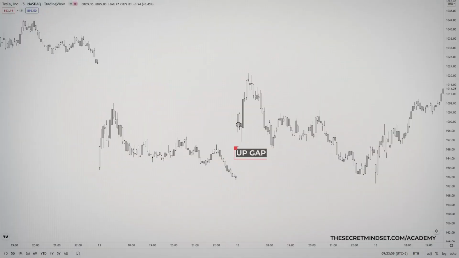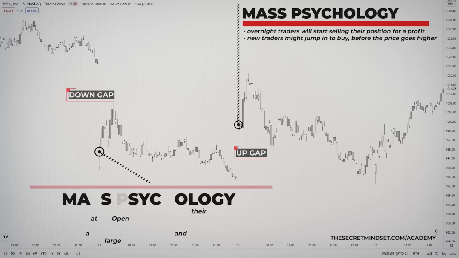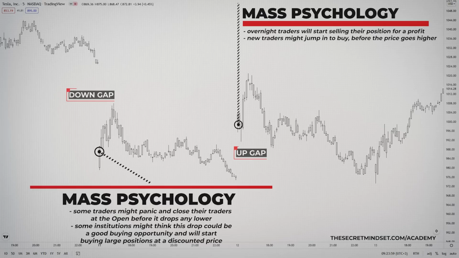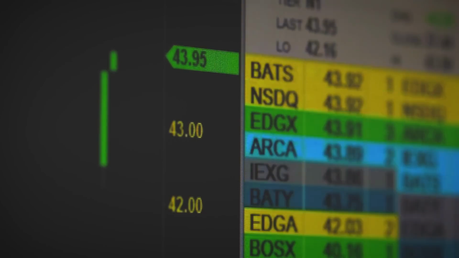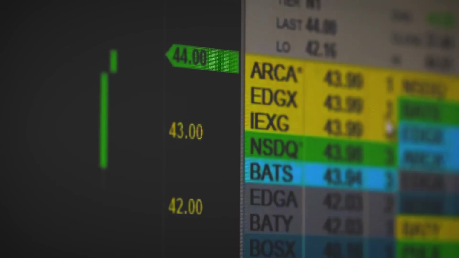If the price has gapped up, some overnight traders will start selling their position for a profit. At the same time, some new traders might jump in to buy before the price goes higher. If price gaps down, on the other hand, some traders might panic and close their trades right at the open before it drops any lower. On the other side, some institutions might think this drop could be a good buying opportunity, and they will start buying large positions at a discounted price. You see how there is a complicated mass psychology unfolding at the open of the trading session.